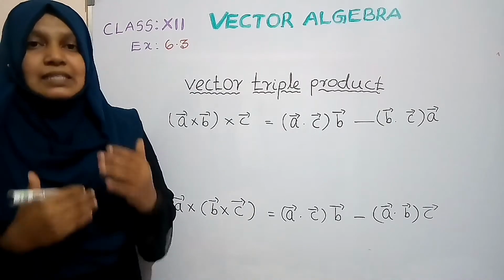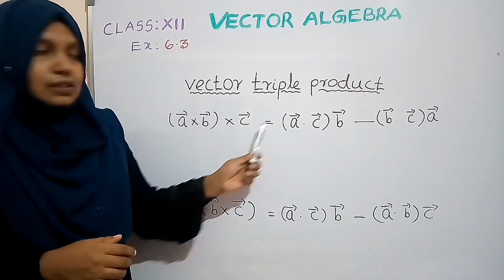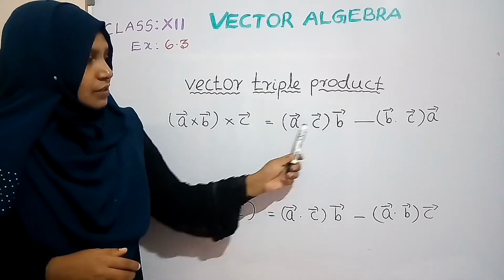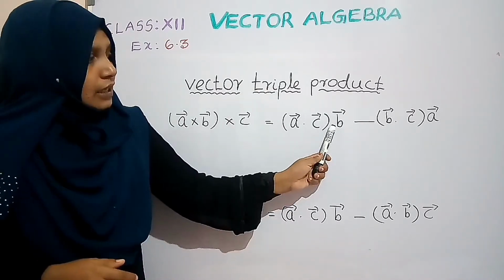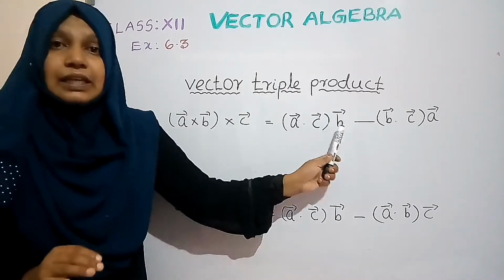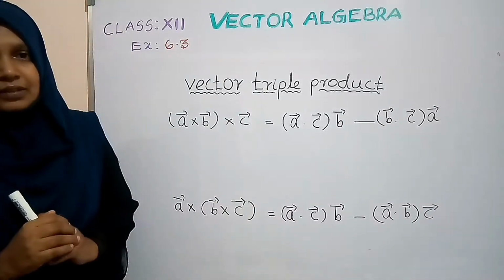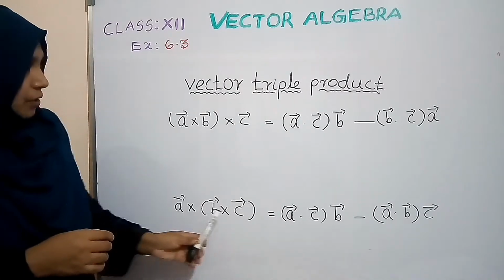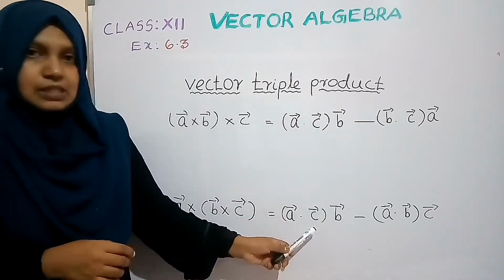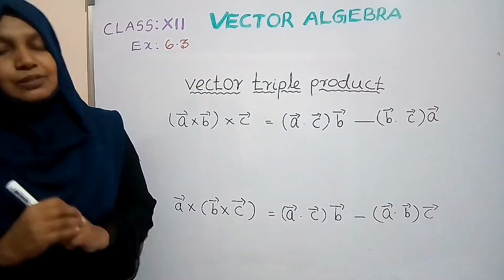Now we have to calculate the same value using a formula, which is: A vector cross B vector cross C vector is equal to A vector dot C vector into B vector. See, first one is a dot product, and outside the bracket there is no dot or cross. It is just A vector dot C vector into B vector minus B vector dot C vector into A vector. Similarly, here also it is different from the first one. It is A vector dot C vector into B vector. First term is the same, but the second term is minus A vector dot B vector into C vector.